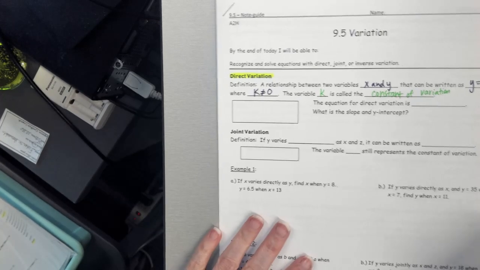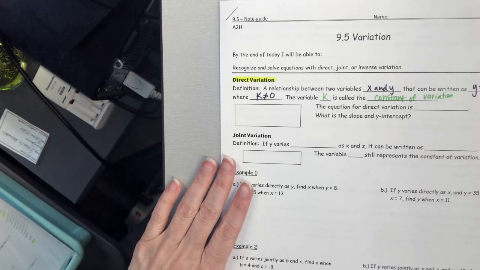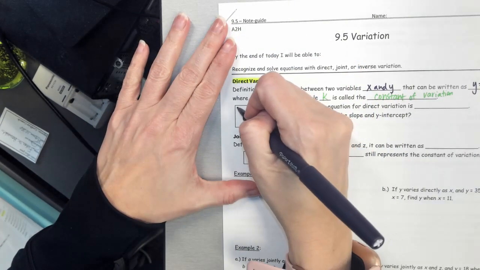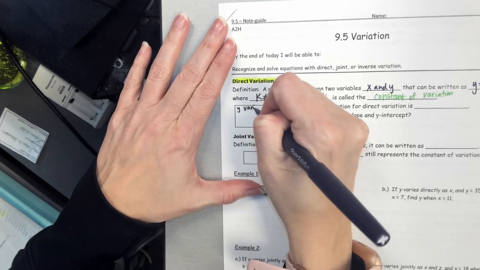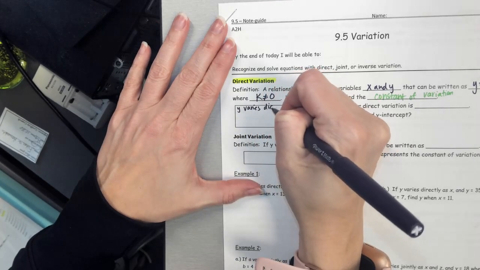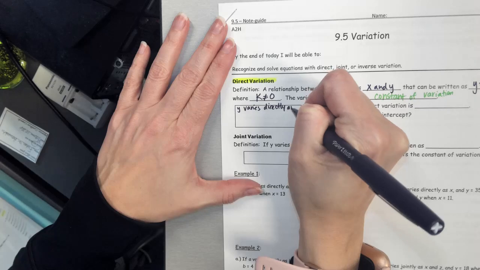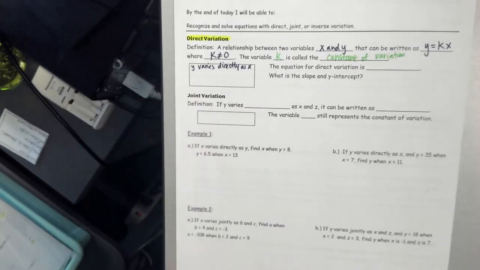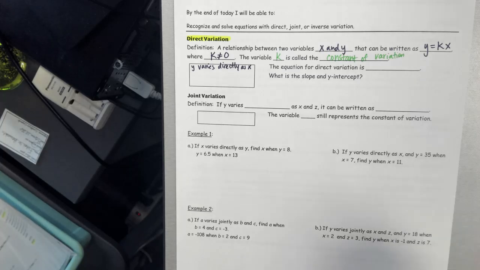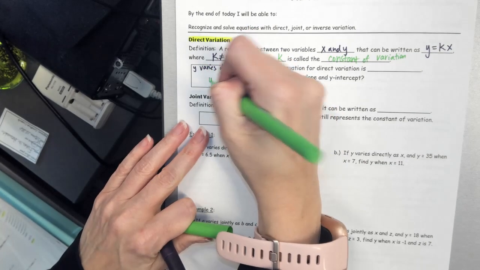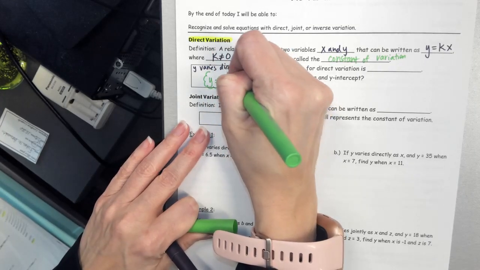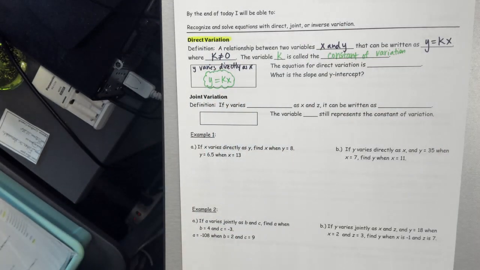Okay, and so for this equation, you have to have something that says y varies directly as x. If it says y varies directly as x, your equation is y equals kx. Sometimes they use different variables, so it just depends on what they use first.